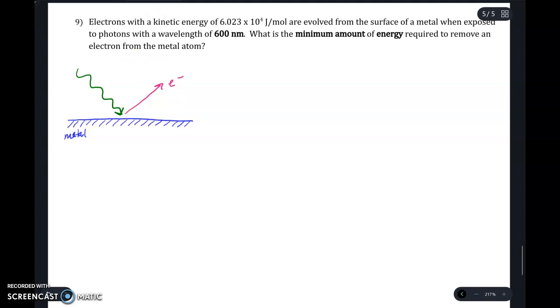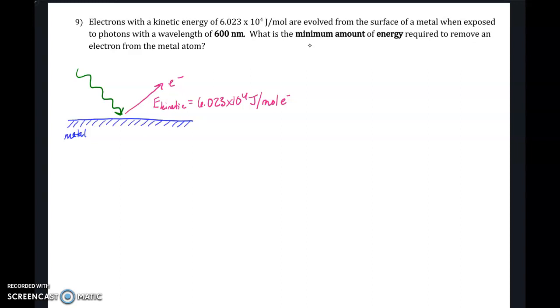So the first piece of information that's given is that the electrons that are ejected have a kinetic energy of 6.023 times 10 to the fourth joules per mole. So their kinetic energy is 6.023 times 10 to the fourth joules per mole of electrons, right? I'll just add that little extra note there so we don't forget that per mole in this case, because we're talking about particles here, it's per mole of electrons.